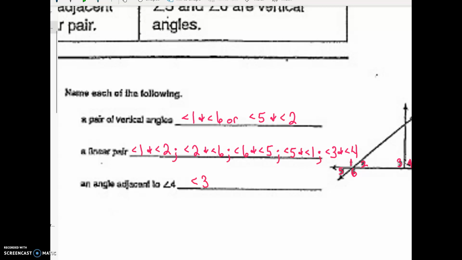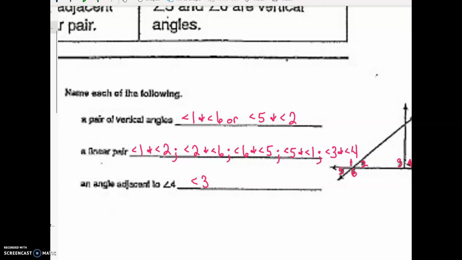And here we have the many combinations that you could have so you can check your answers. So a pair of vertical angles, there are 2 pairs or 2 options available. So angle 1 and 6, or angle 5 and angle 2. Remember, they have to be across from each other. They have to be formed by those intersecting lines.